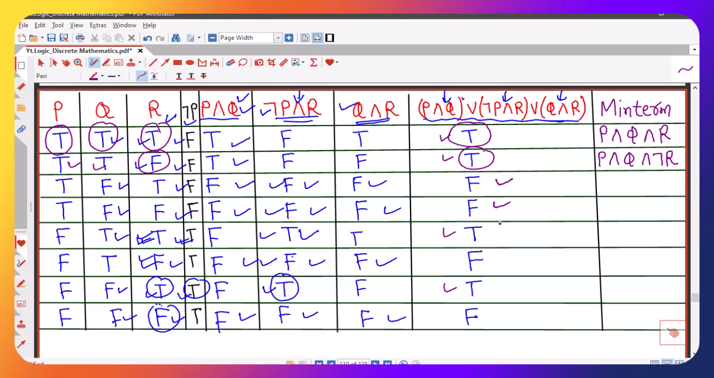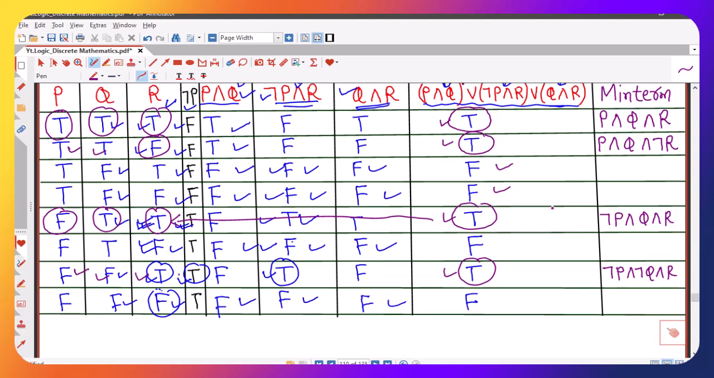Now don't worry about these two. We are interested in truth value which is true. Now corresponding to this we can concentrate here. Here you can see P is false, Q and R are true. Therefore here we will write negation P and Q and R. And corresponding to this, here P and Q are false and R is true. Therefore we will write negation P because P is false, negation Q because Q is false, and R because R is true.